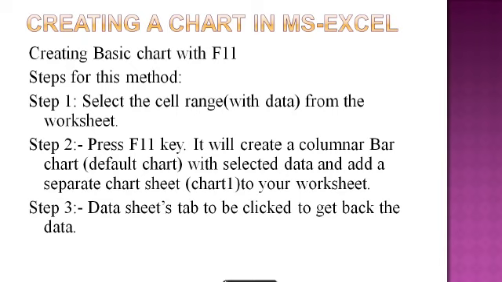Okay, how to create the chart sheet? First, you have to create the cell range, that is data. You have to type the data in your worksheet and then select the data range. Then you press the F11 function key. Automatically, a default chart, that is a column chart, will be created as a chart sheet. A chart sheet appears on the sheet tab. To get back the data, again you click on any sheet.